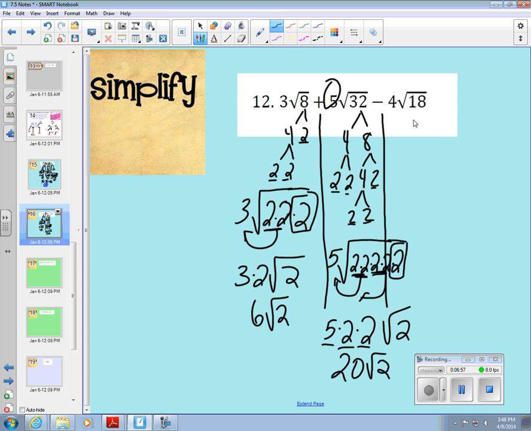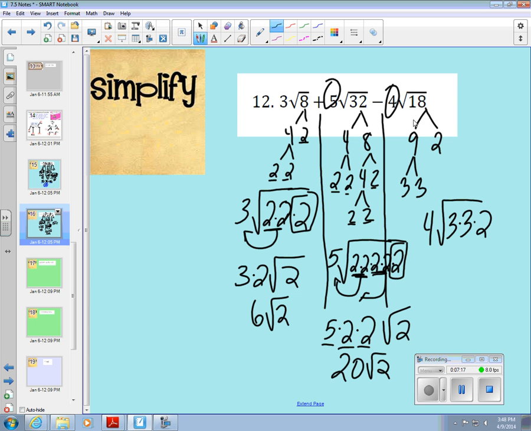And then looking at our last term, we have 4 root 18. Let's factor this into 9 and 2. 2 is a prime. 9 we can factor into 3 and 3. So if we rewrite our radical, make sure you don't forget your 4. So we have 4 times the square root of 3 times 3 times 2.